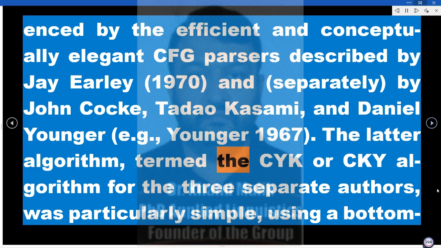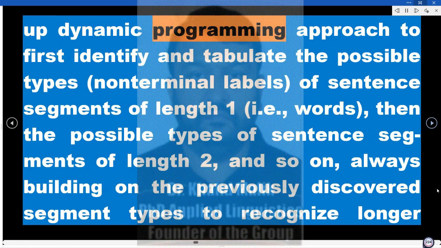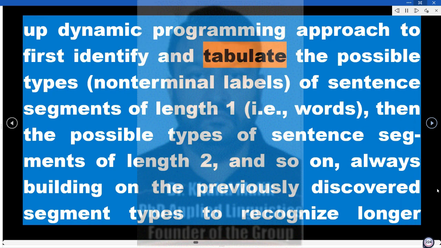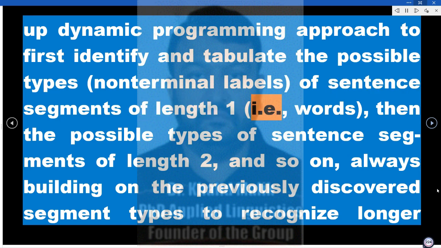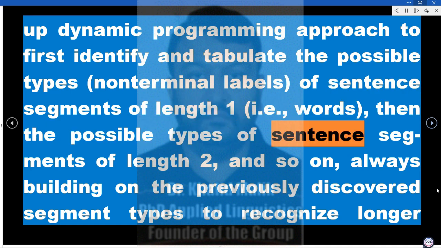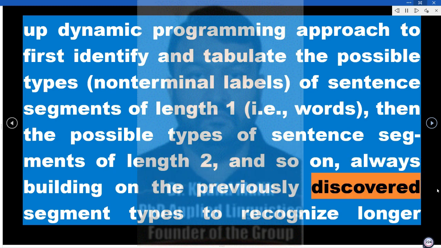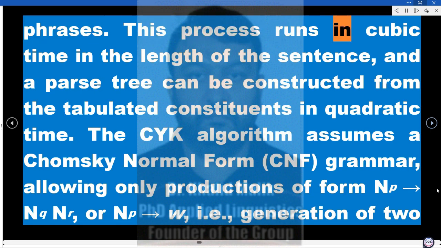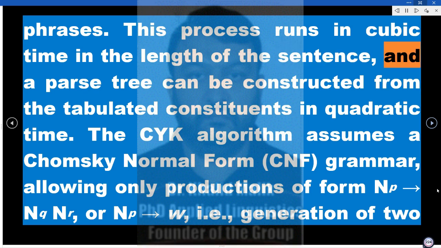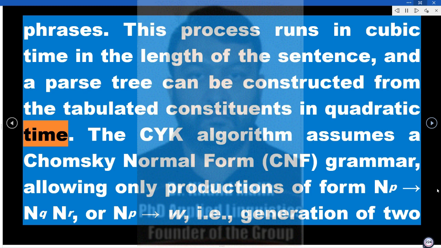The latter algorithm, termed the CYK or CKY algorithm for the three separate authors, was particularly simple, using a bottom-up dynamic programming approach to first identify and tabulate the possible types, non-terminal labels, of sentence segments of length 1, i.e., words, then the possible types of sentence segments of length 2, and so on, always building on the previously discovered segment types to recognize longer phrases. This process runs in cubic time in the length of the sentence, and a parse tree can be constructed from the tabulated constituents in quadratic time.